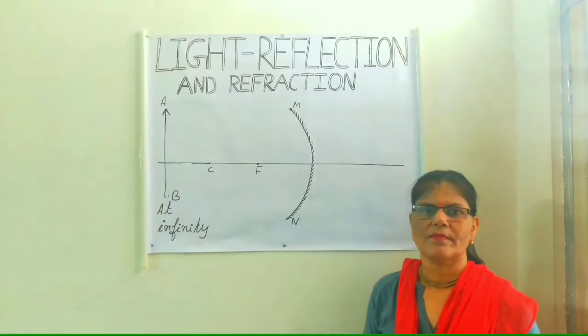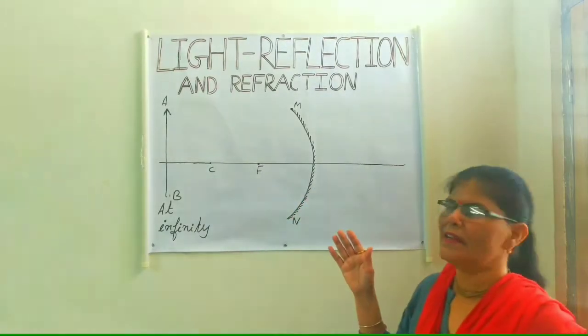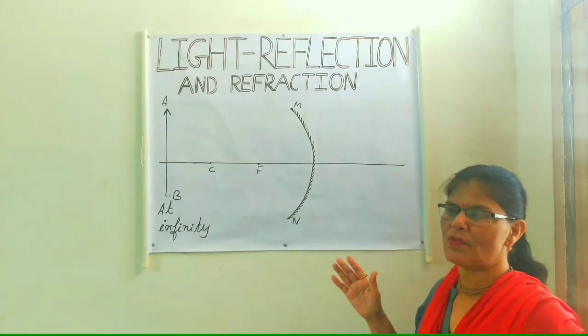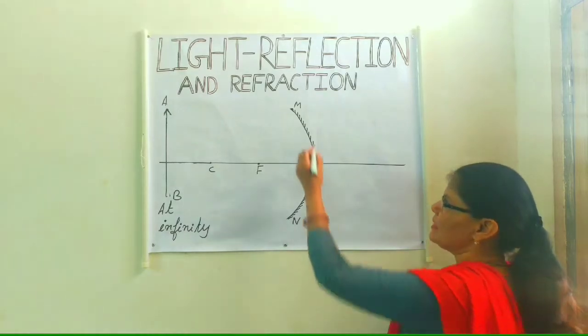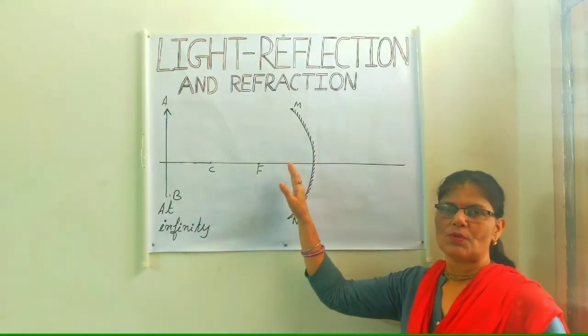In the last part, I explained how to find the focus, how to find the principal focus of a concave mirror. This is a concave mirror. So let me show the ray diagram of how to find the focus of a concave mirror.